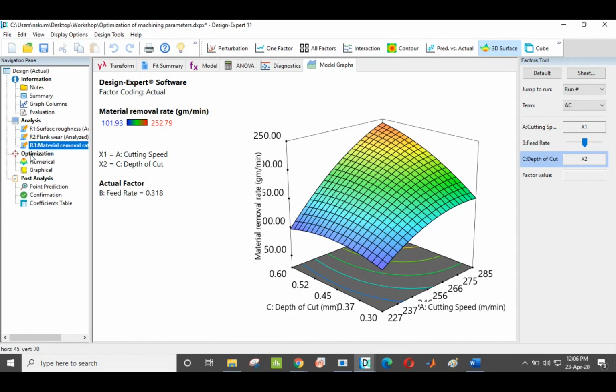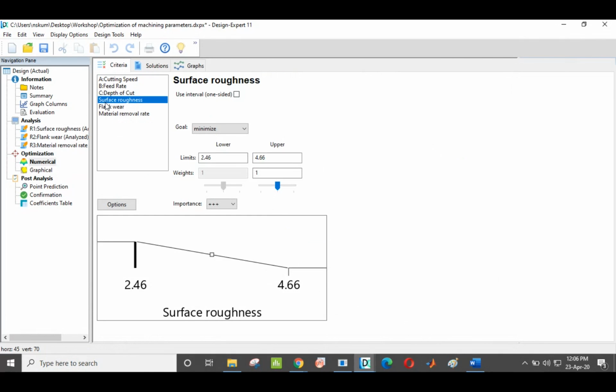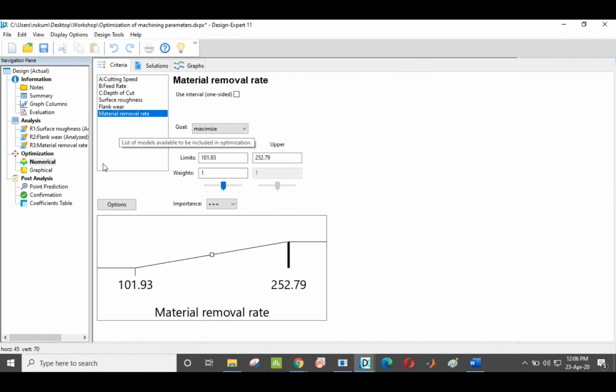Now coming on to optimization. Here the inputs should be in range, because they should be within the selected lower and upper level values, whereas the outputs should be varied. So here you can see the goal for surface roughness is minimized, the goal for flank wear is minimized, and the goal for metal removal rate is maximized.